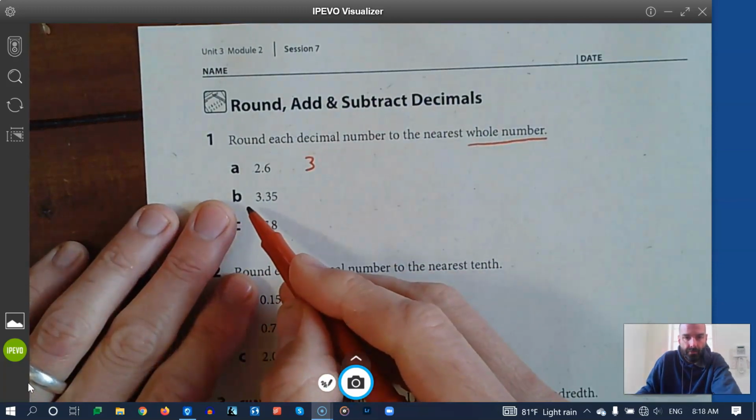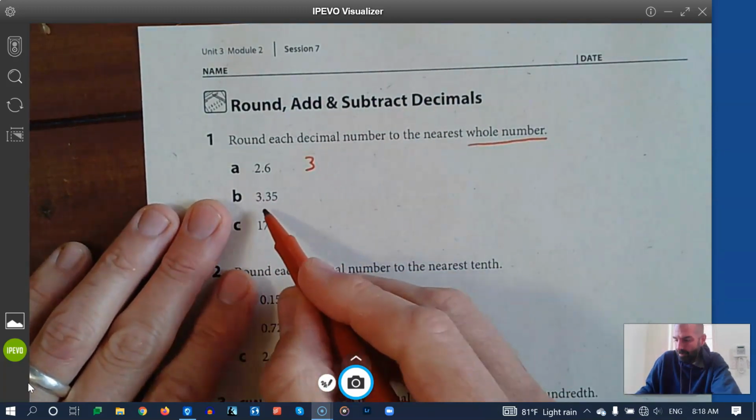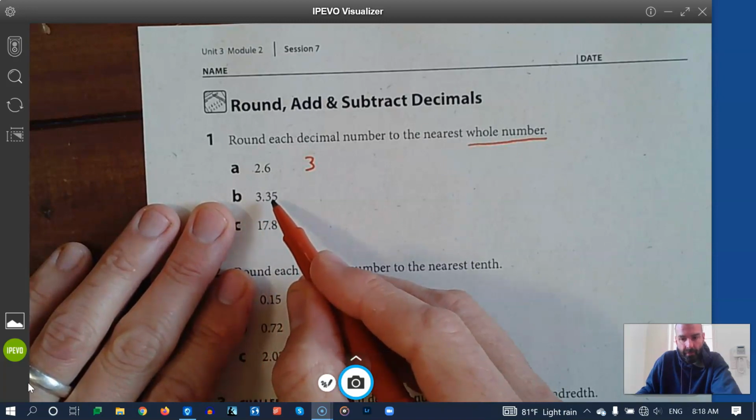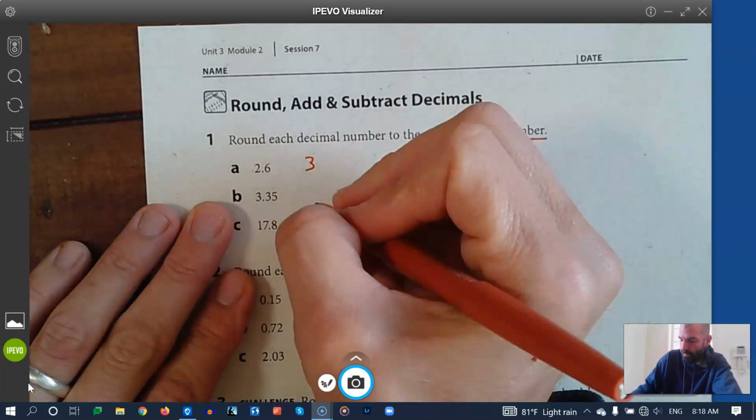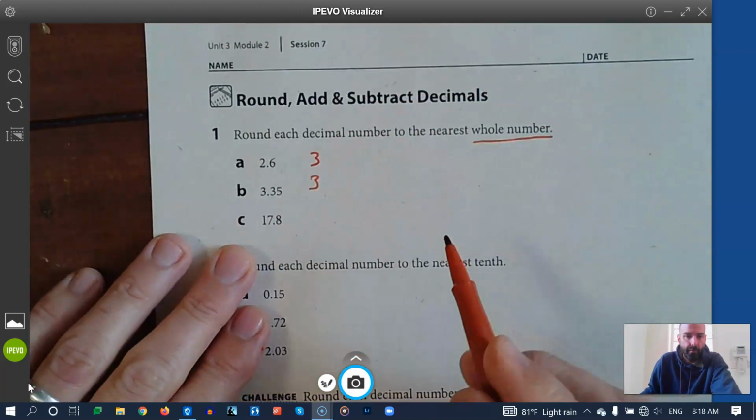Let's look at this one in 3, 2, 1. I have the whole number 3 and a little bit more, so I'm in between 3 and 4. Right next door is a 3, so I'm staying at 3.